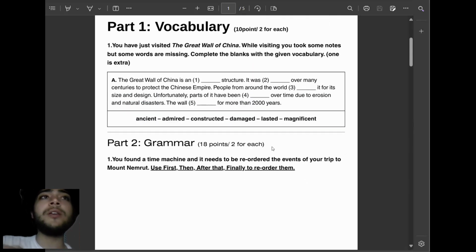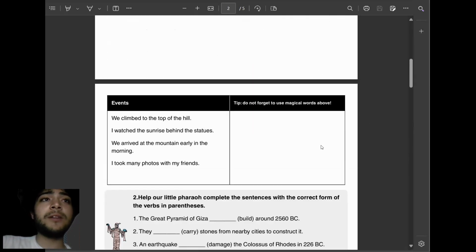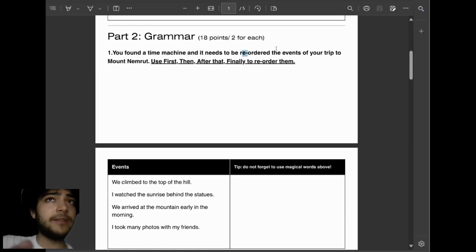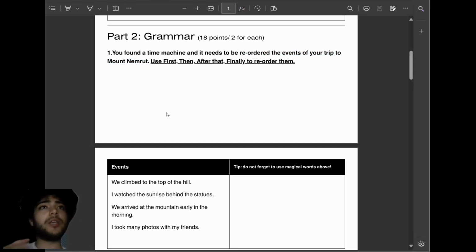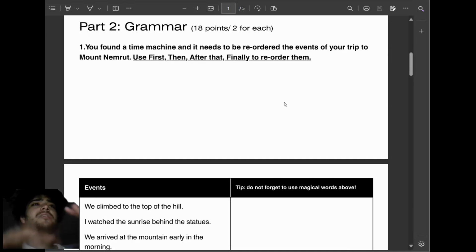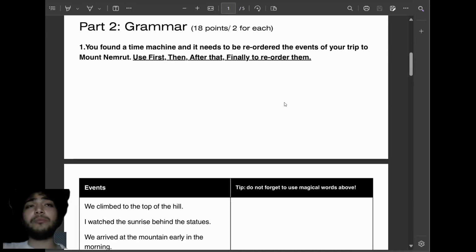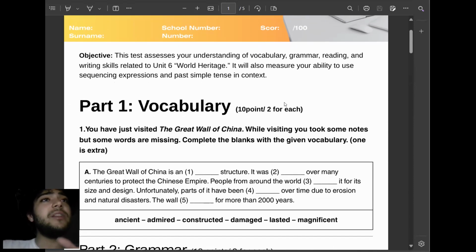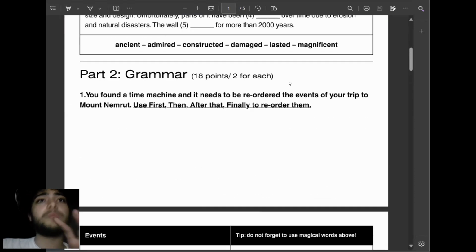It worked really well. In part 2, the grammar part, I said you found a time machine and you need to reorder the events of your trip to Mount Nemrut. Using those ancient Turkish sites took their attention really well because after the exam, we can call it a washback effect. They asked each other, "Where is Mount Nemrut? Where is the Great Wall of China? What does it look like?" And they really looked at it on the smartboard.